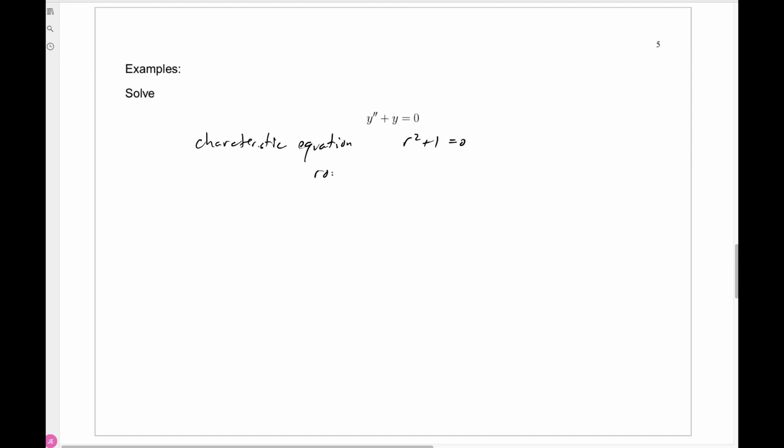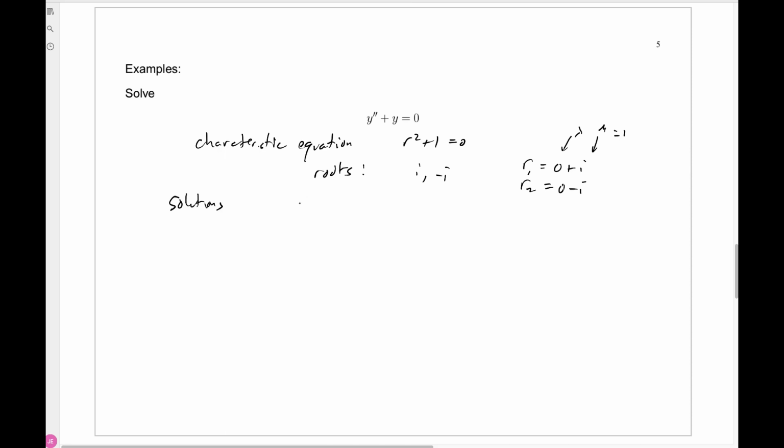What are the roots? Well, the roots will be exactly i and minus i. In other words, we have r1 equals 0 plus i, and r2 is 0 minus i. This is our lambda is the 0, and our mu is 1. So we have lambda plus i mu and lambda minus i mu.